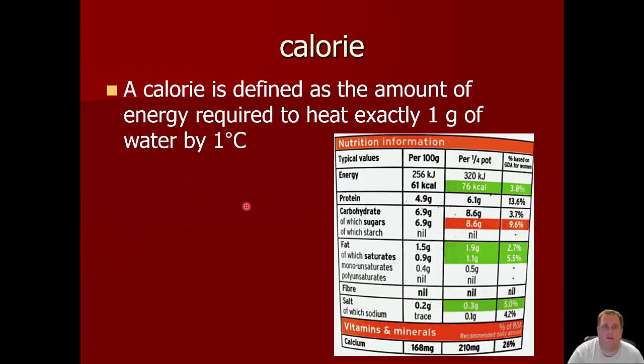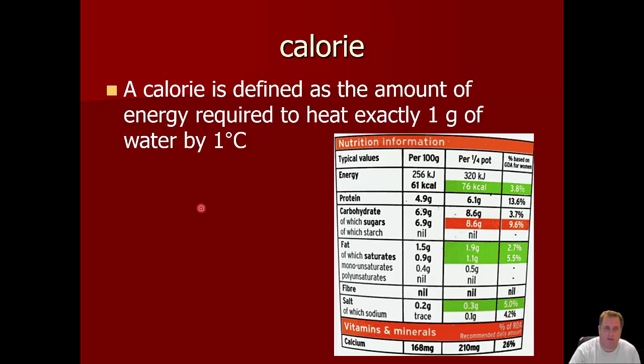So what is a calorie? Well, a calorie is defined as the amount of energy required to heat exactly 1 gram of water by 1 degree Celsius. Before we get into that in a little more detail, this is another food label. A lot of foreign countries will use joules or kilojoules. This one is labeled with both kilojoules and kilocalories. So if this were a US label, it would just say 61 calories.